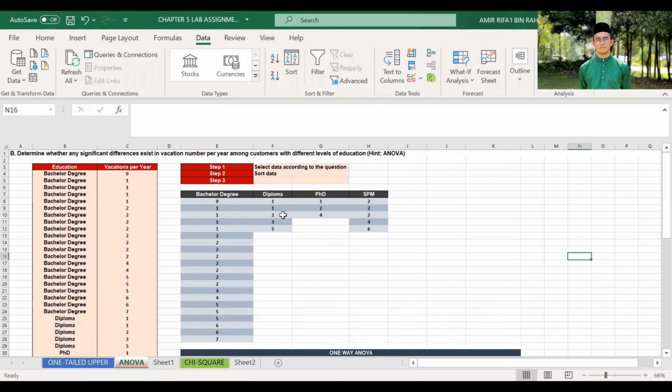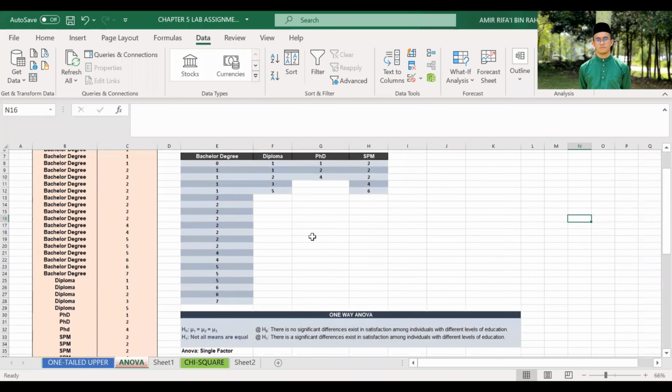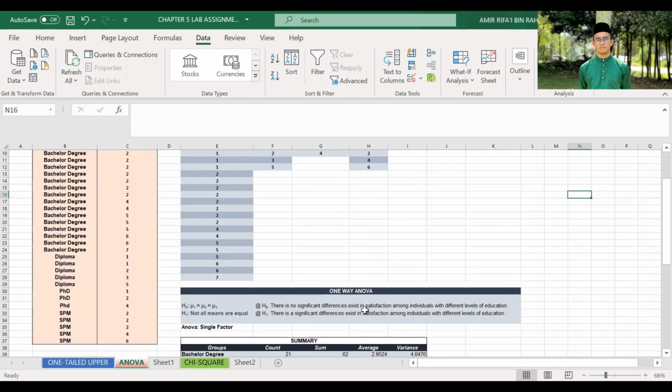For question 1b, we use ANOVA single factor. First, we select data according to the equation and sort the data. For the null hypothesis, there is no significant difference in satisfaction among individuals with different levels of education. For the alternative hypothesis, there is a significant difference in satisfaction among individuals with different levels of education.